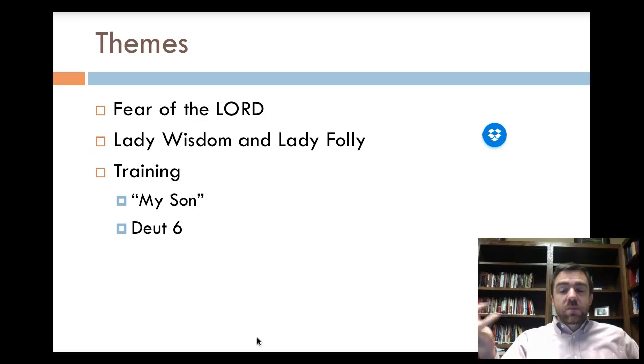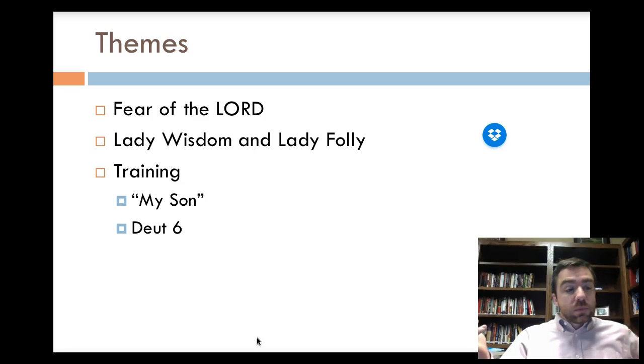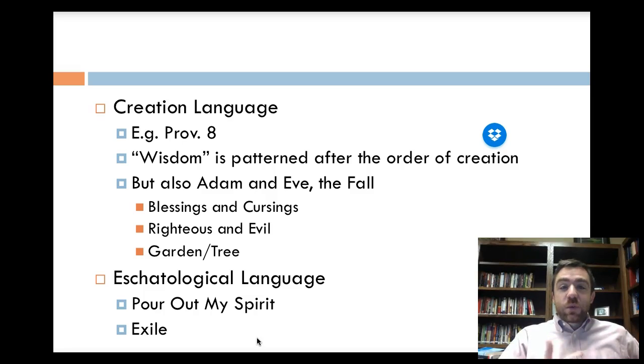Then training. The book is primarily a book that's set in the context of a king trying to train his son to be wise. And this reminds us of the whole history of Israel. God is trying to train Israel to be a wise son, and he's not. You also have creation language. So Proverbs 8 talks about creation specifically. Wisdom is patterned after the created order. So being wise means paying attention to the created order, being in the same rhythm as God's rhythm that he's put into creation.